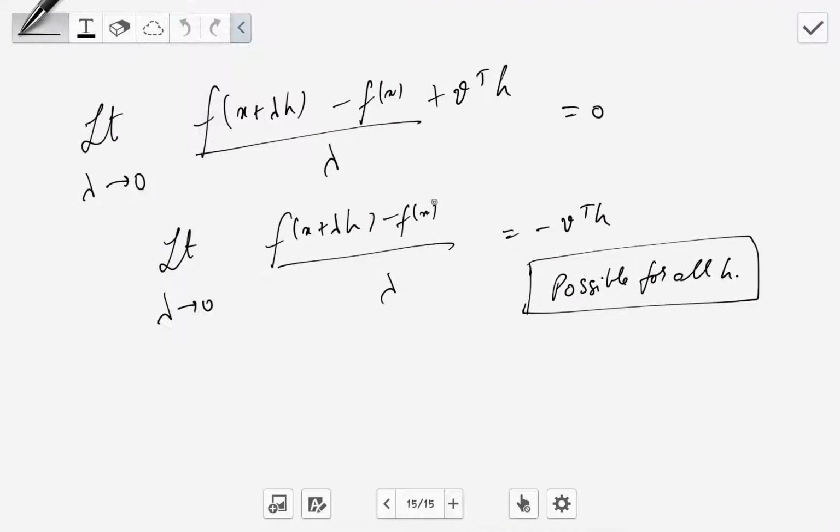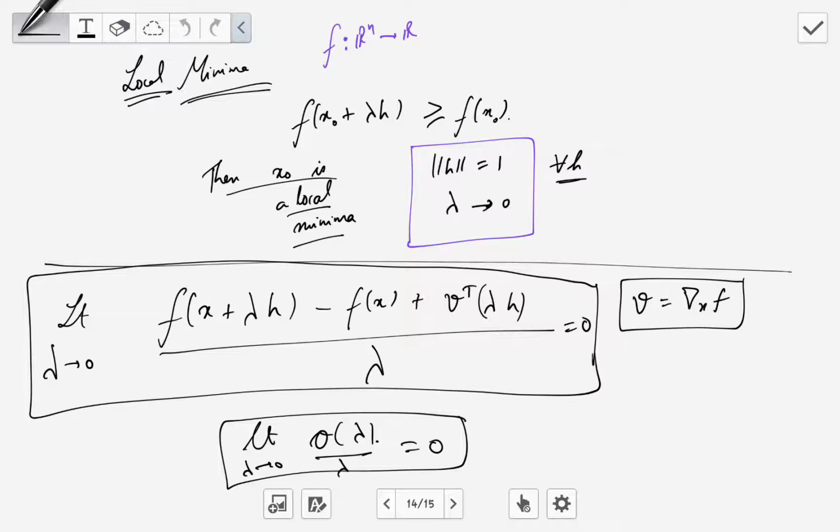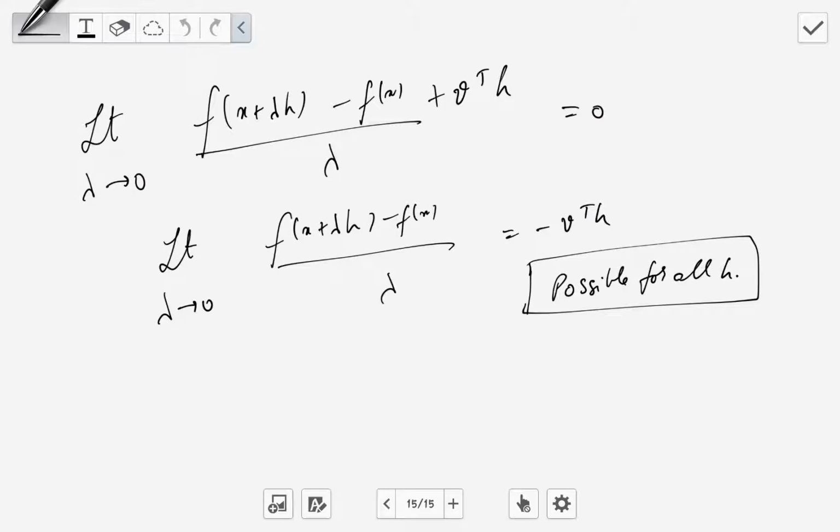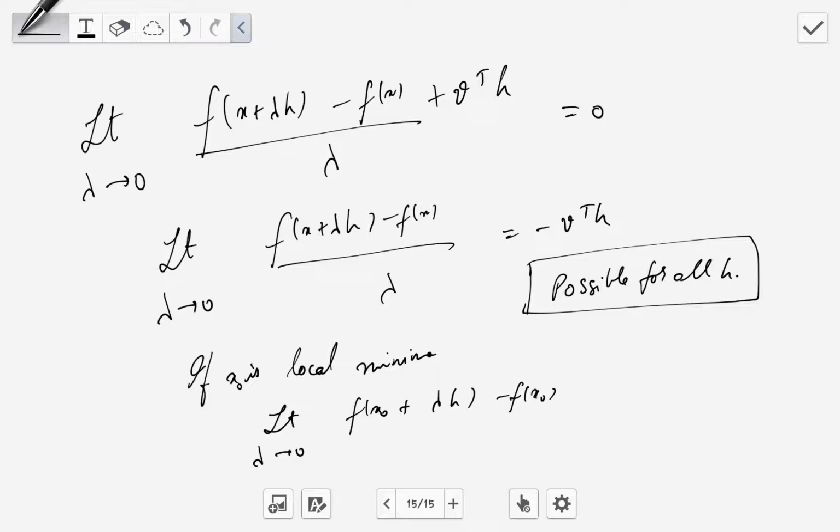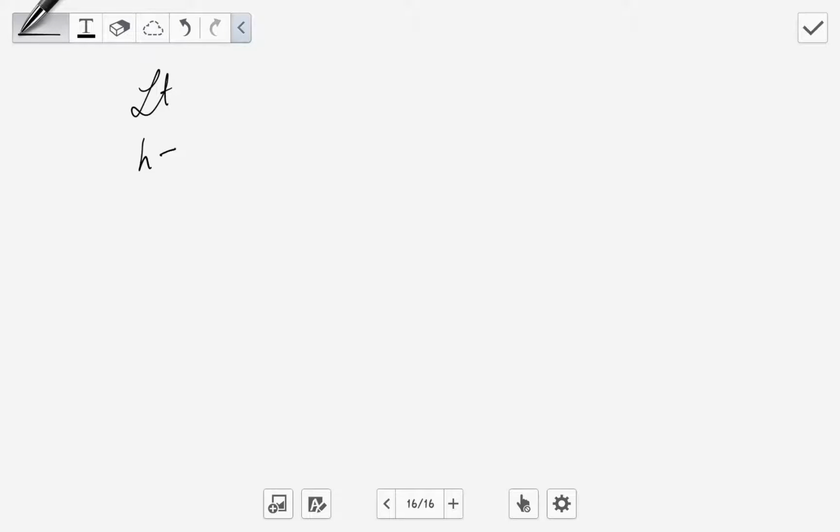Now you have this. Now you know that this is always greater than that. If x0 is a local minima, what do you have? The limit as lambda tends to 0 of f of x0 plus lambda h minus f of x0 by lambda is minus v transpose h. And v is now calculated at x0.